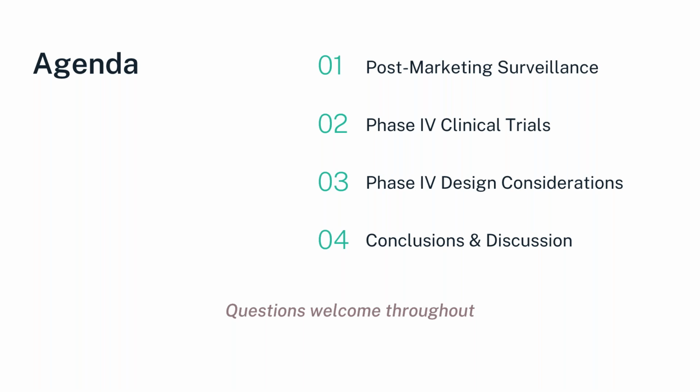And then in the third section, we'll talk about, okay, you are doing a Phase 4 study or clinical trial. What are the design considerations that are most important when trying to design the appropriate study for whatever your objective is, most likely trying to find adverse events, whether rare or non-rare. And at the end, we'll have time for conclusions, and we'll have some discussion then if time allows.